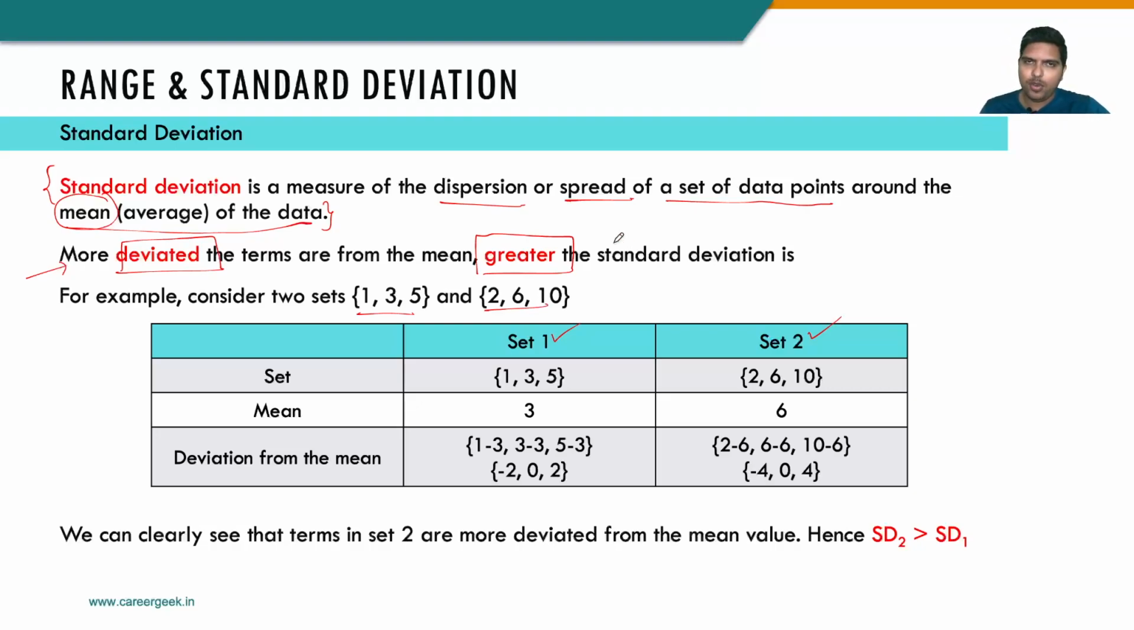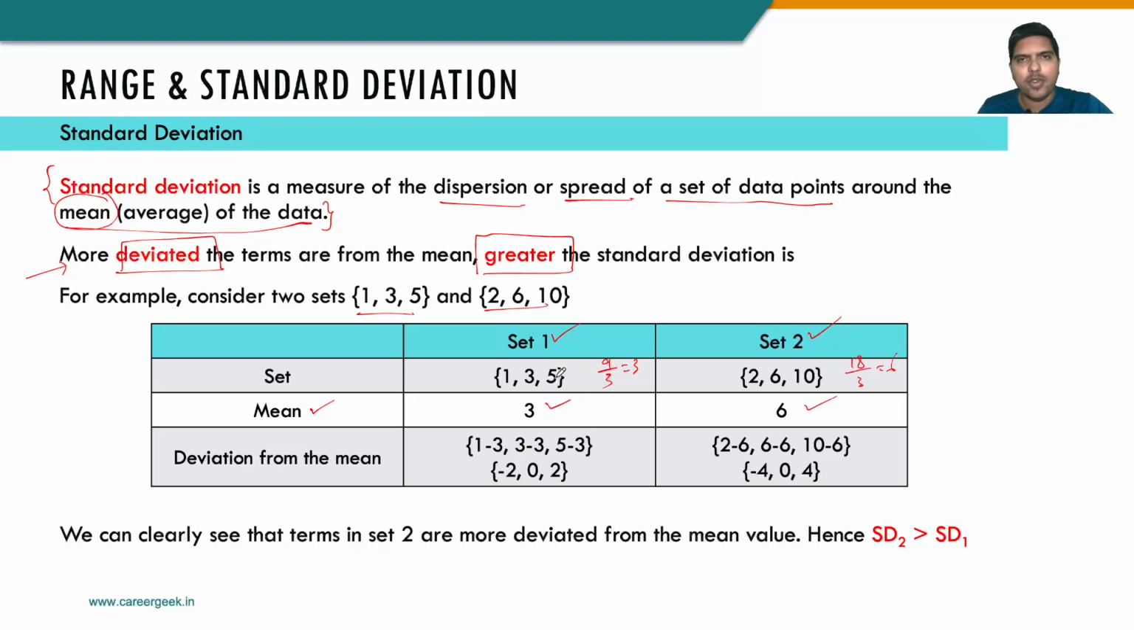You only have to do 2 steps, right? Because standard deviation is deviation from the mean. First step, you'll always find the mean of the given set. 1 plus 3, 4 plus 5, 9 upon 3 is 3. 8 plus 10, 18 upon 3 is 6.